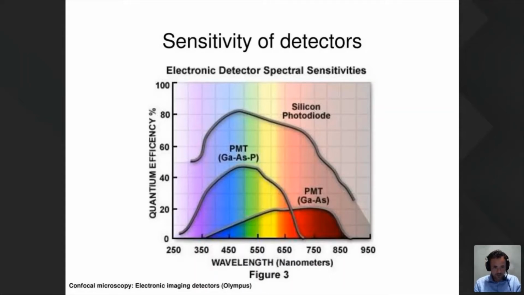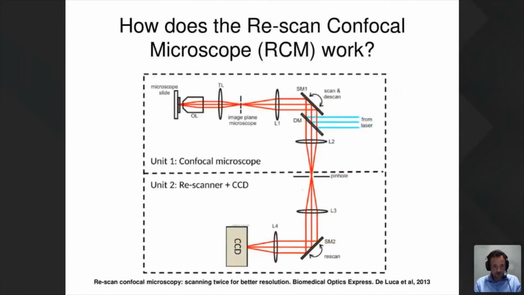And you can see that this one extends over a very broad range. So it's not only sensitive in the visible region, but also sensitive in the far red and in the near infrared. Okay, so at confocal.nl, we thought, why don't we make a confocal microscope which uses a camera as detector? So this is what we did. Actually, this is what Julia De Luca did in 2013. So you can see the original reference here down in the page. So what she did is she built a confocal microscope which uses a camera as detector.